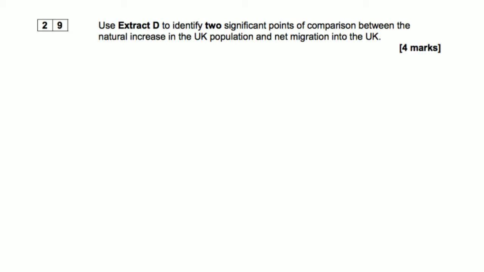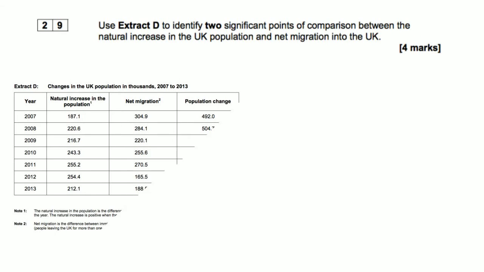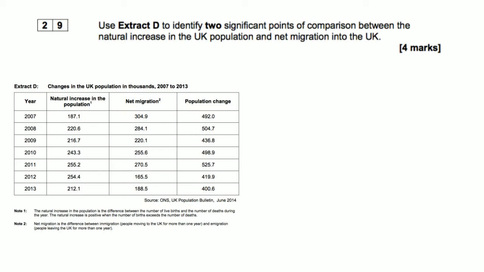Use Extract D to identify two significant points of comparison between the natural increase in the UK population and net migration into the UK. The best way to answer two significant points of comparison questions is to say, firstly, give your point 1, then give data for point 1, leave a line, then put secondly, put your point 2 down, and then give data for point 2. So remember, we need to have the point and the data which backs up your point. There are many different points of comparison that you can say in the data, and essentially all you have to do is say a point that's true and then back it up correctly with data.